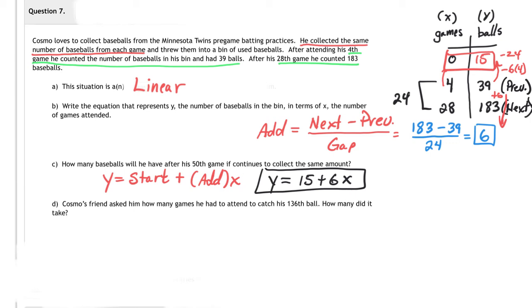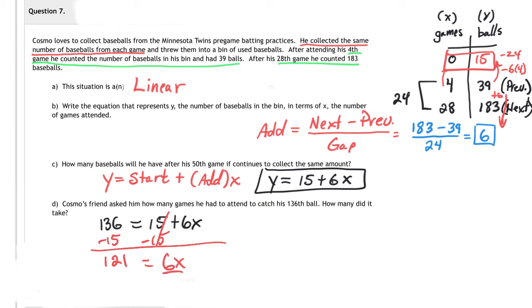Finally, now that you've got the equation figured out, you can then answer the follow-up question where it says Cosmo's friend asked him how many games he had to attend to catch his 136th baseball. Well, that 136 represents the y value, the baseballs. So that means we're going to put 136 in for y and then solve this equation for x. If I do that, I'll subtract 15 from both sides first. Then 6x is going to equal 121. And then if I divide 121 by 6, I'm going to have an answer of 20.16 repeating.